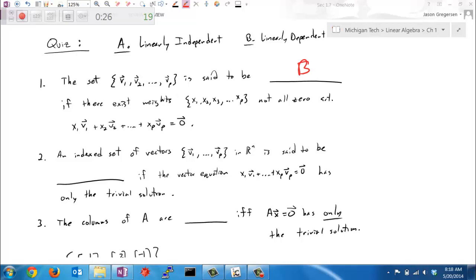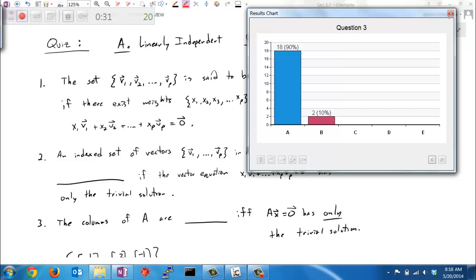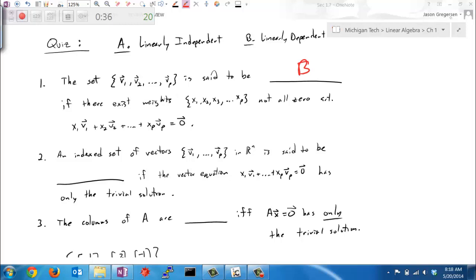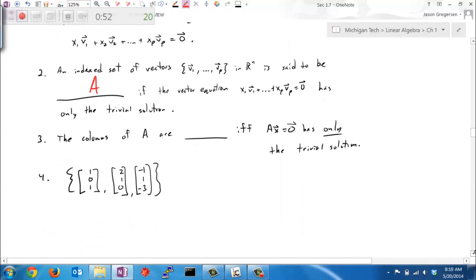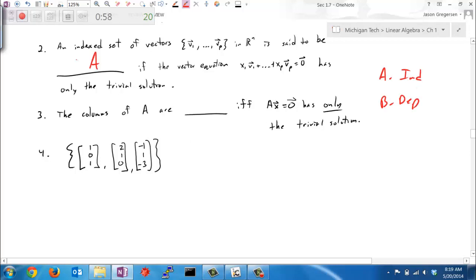Okay, strong consensus for A, absolutely. So here we're just saying, when does this vector equation have only the trivial solution? It's saying that only x1 equals 0, x2 equals 0, x3 equals 0 will give me that linear combination. So that one means that they are linearly independent. Once again, A is independent, B is dependent. So we'll stop this one, and we'll start the next one.